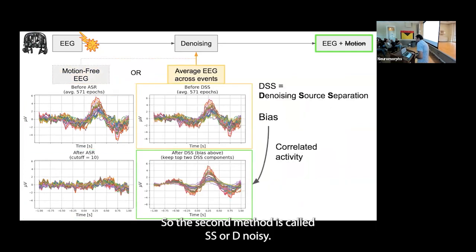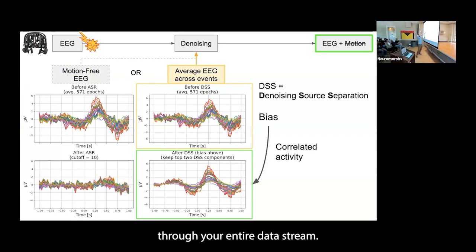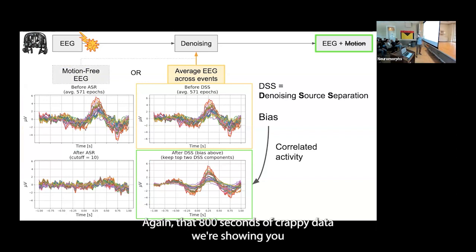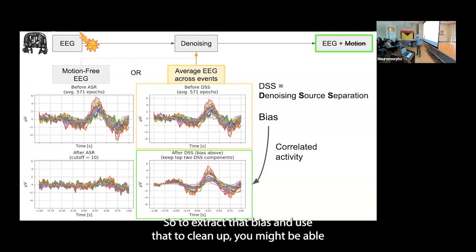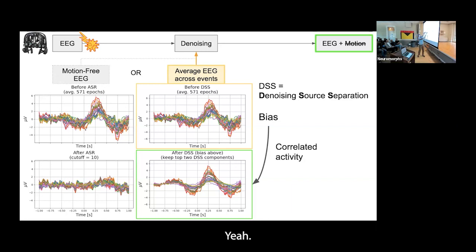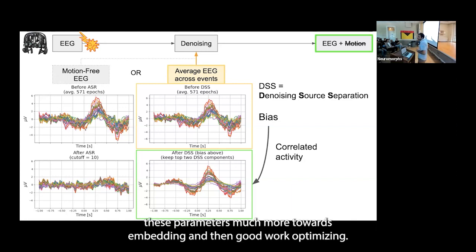The second method is called DSS, or denoising source separation. Here, the idea is you want to learn a bias. When you're playing, all those averaged oscilloscope traces I was talking about can become a bias. You can use that bias to run through your entire data stream again, like that 800 seconds of crappy data I was showing you, to extract stuff that is correlated with this averaged bias. The idea being, if Matthias does some head movements or key presses, he's not going to be very consistent throughout. So if we extract a bias and use that to clean up, we might be able to get slightly better looking ERPs, or evoked responses. Yeah, this is an ERP essentially. You can see it's getting slightly better, but again, I wouldn't buy this too much because I think we can tune these parameters much more towards better.